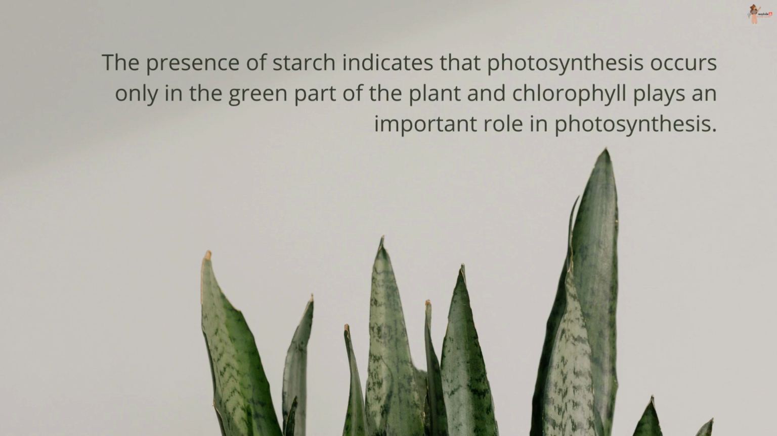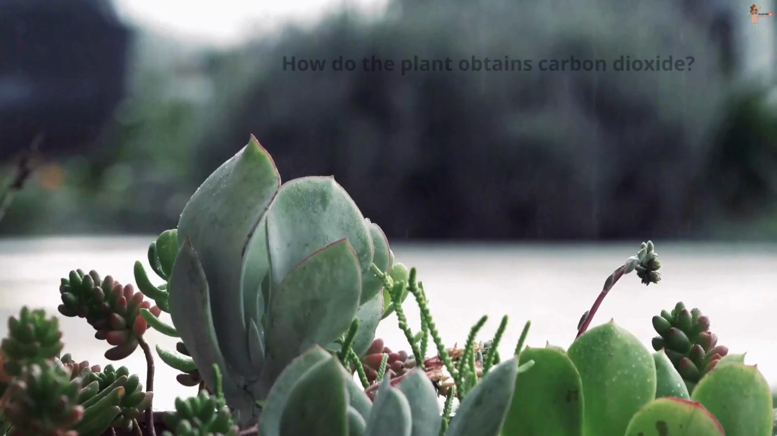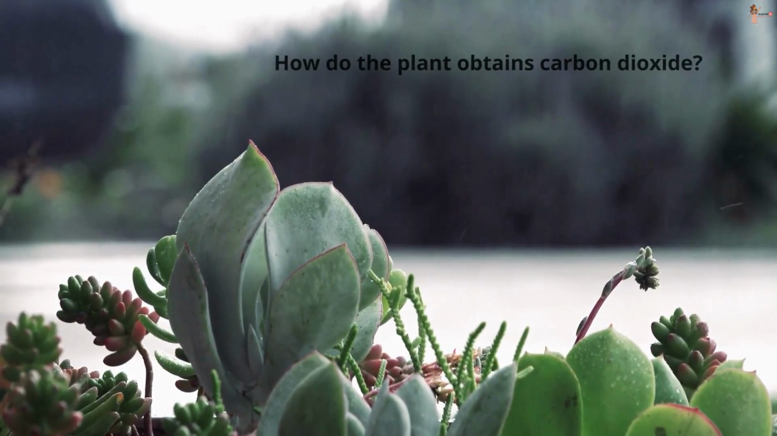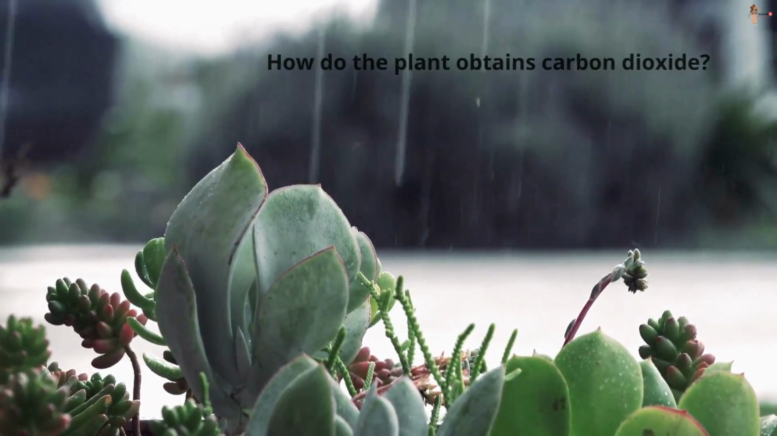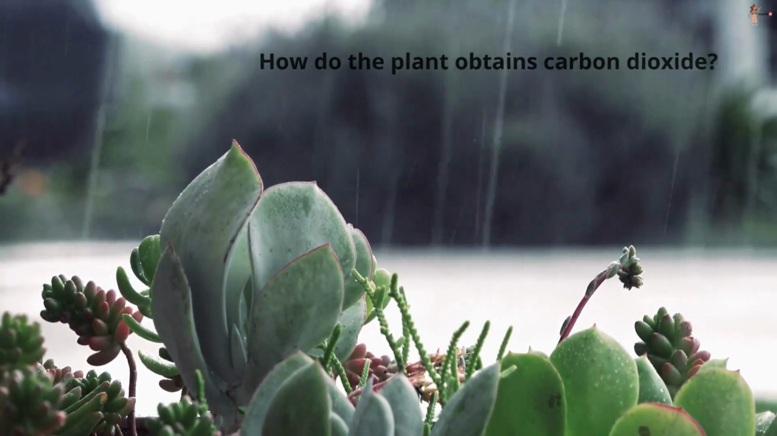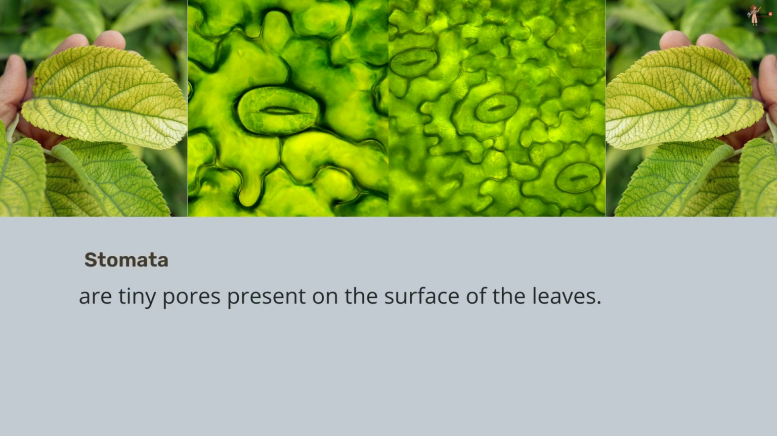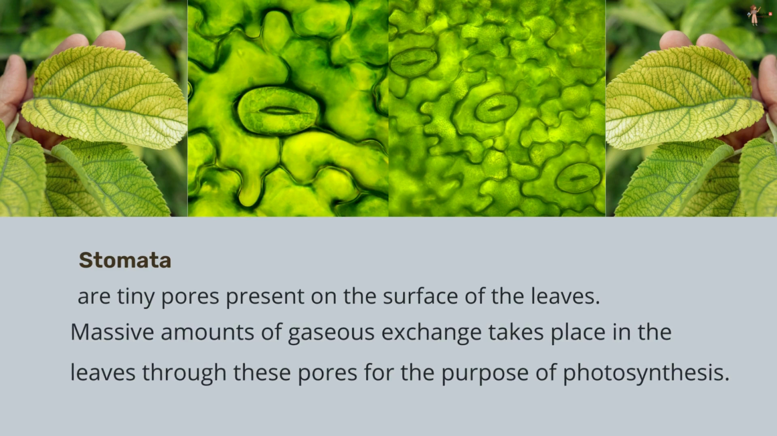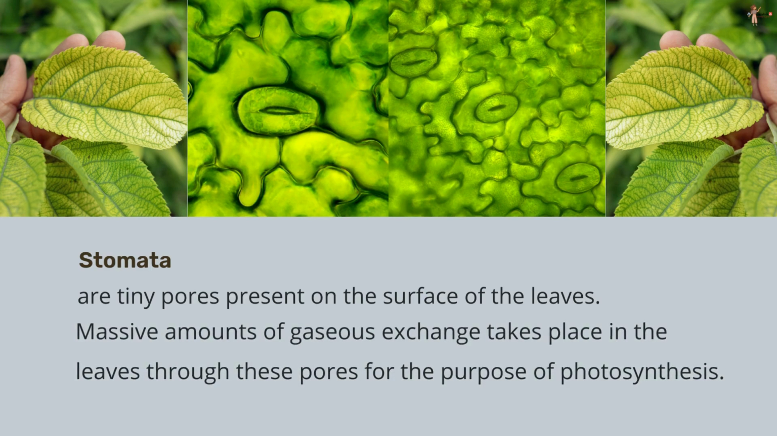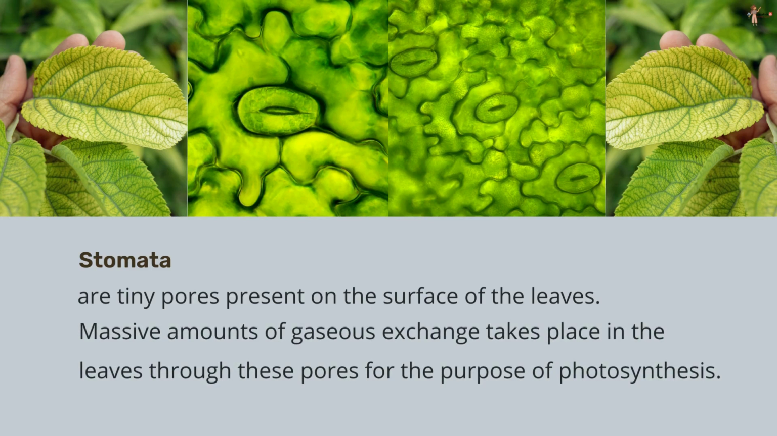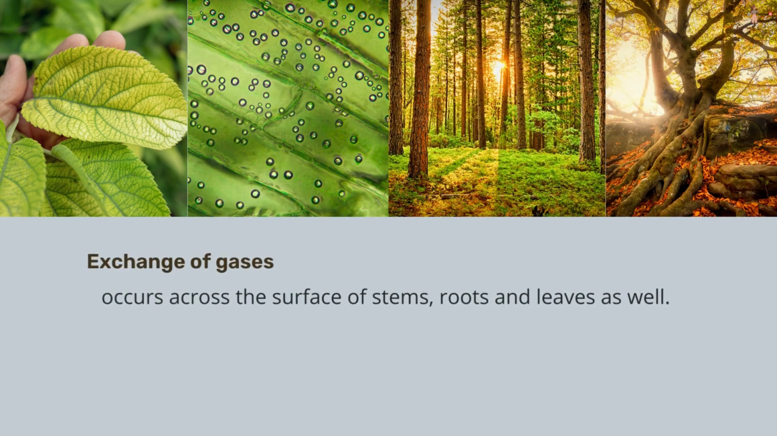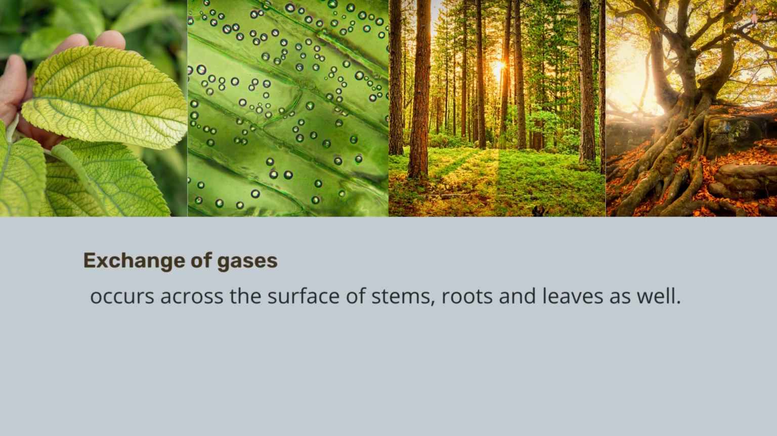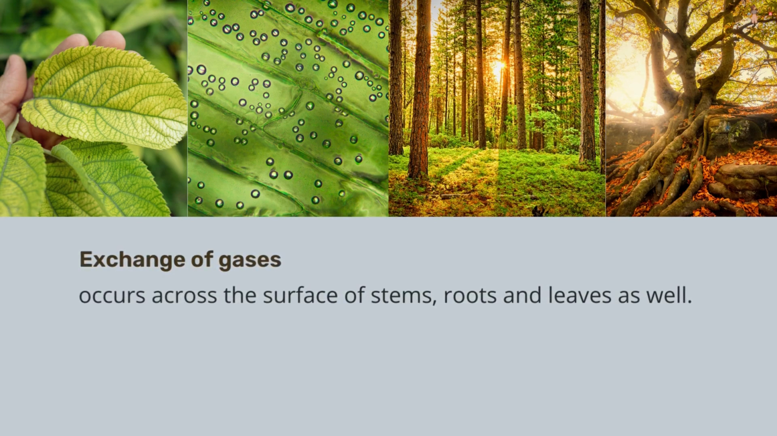important role in photosynthesis. Now, let us study how the plant obtains carbon dioxide. How does it obtain carbon dioxide? In class 9, we had talked about stomata, which are tiny pores present on the surface of the leaves. Massive amounts of gaseous exchange take place in the leaves through these pores for the purpose of photosynthesis. But it is important to note here that exchange of gases occurs across the surface of stems, roots, and leaves as well.